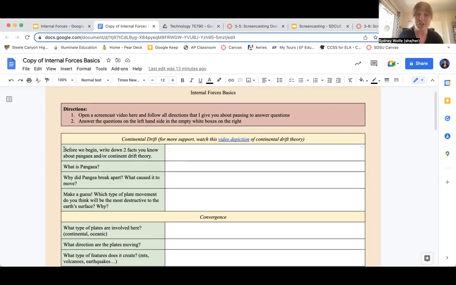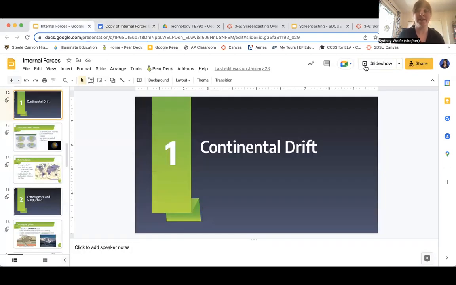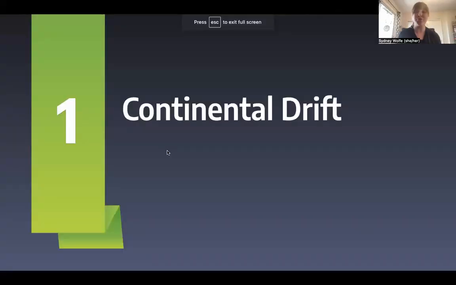You will see that the first question asks you, before we even begin talking about it, to write down 2 facts you already know about Pangea and or continental drift theory. So take a second, pause the screen right now and go ahead and answer that. Alrighty, folks. You should have answered question 1. You're ready to answer the next 3 questions as we go.